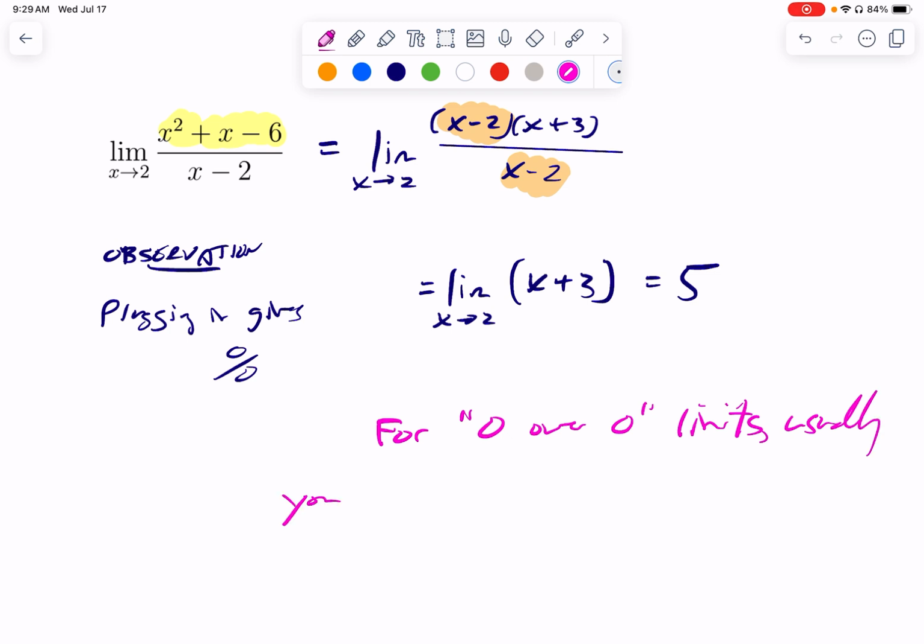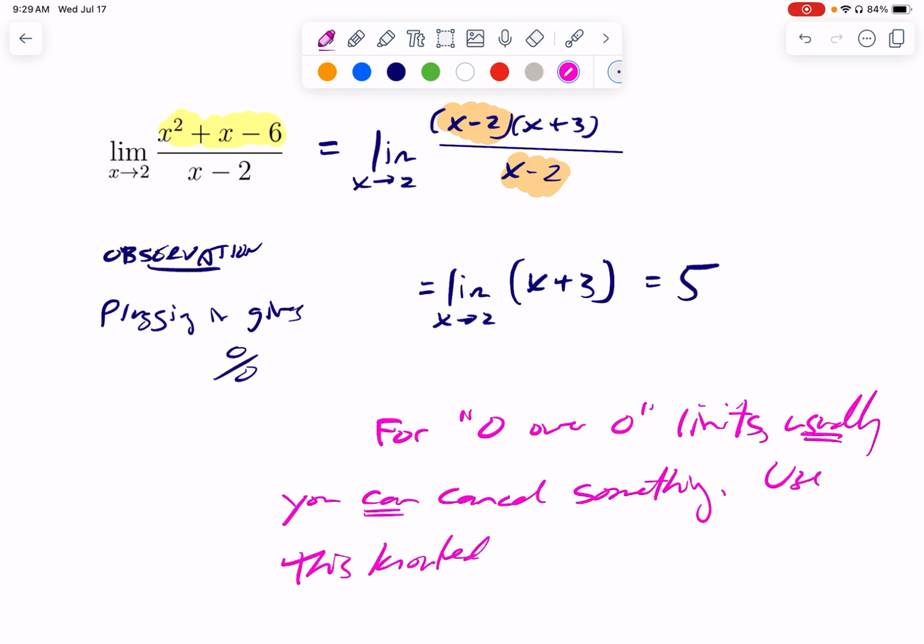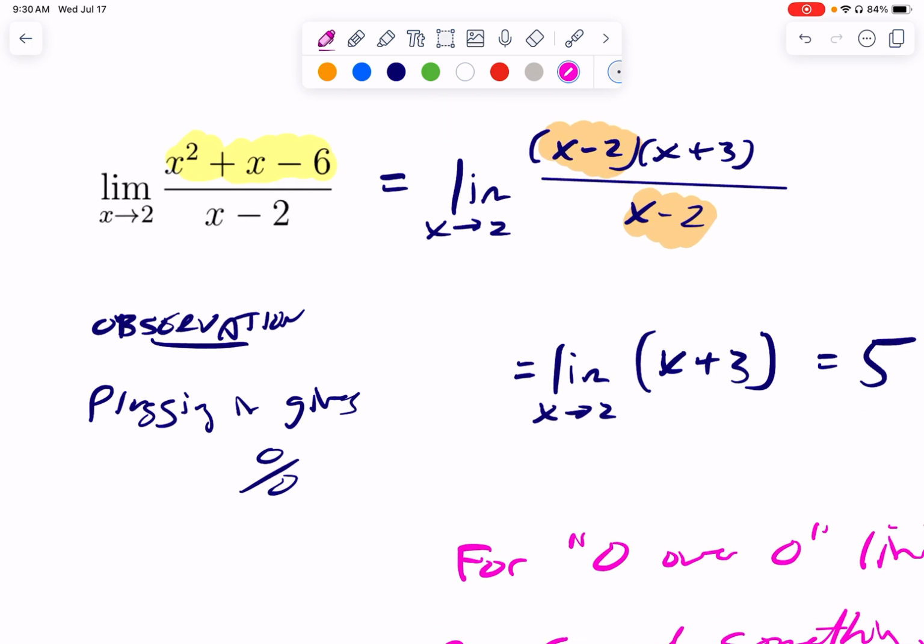Usually, not always, but usually, you can cancel something. Use this knowledge to guide your algebra. In this example, I'm getting 0 on the top, 0 on the bottom. With my experience, I realize, oh, it's 0 over 0. I'm probably going to be able to cancel something.